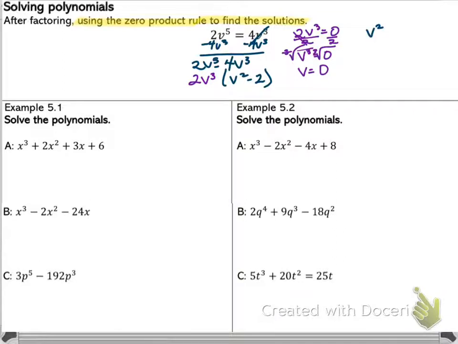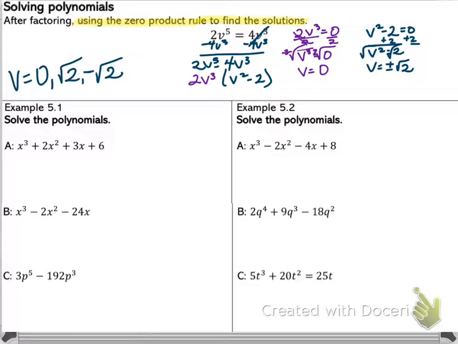And then for the next one, it's going to be v squared minus 2 is equal to 0. Add 2 on both sides, take the square root, and we get v equals positive or negative the square root of 2. And so our final answer is going to be v equals 0, comma, square root of 2, comma, negative square root of 2. Make that a little more obvious. And this is our answer.